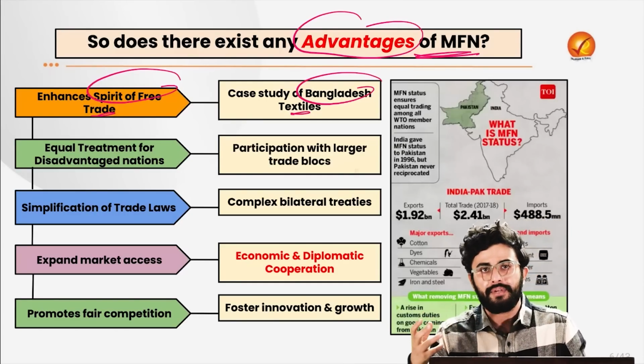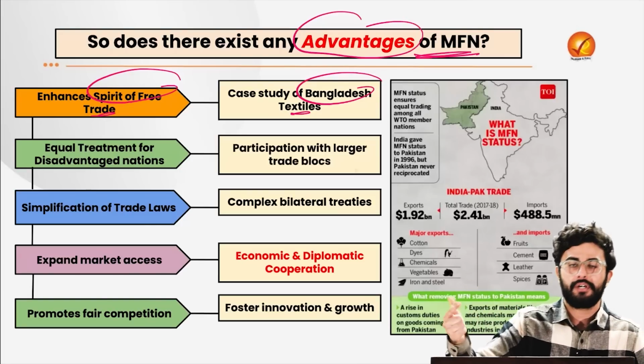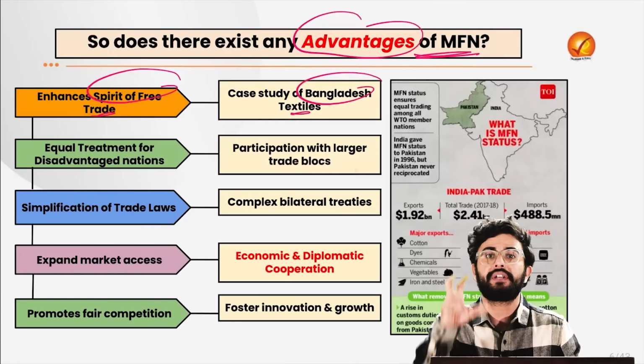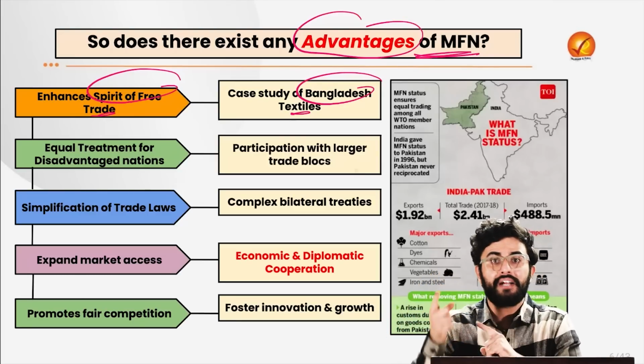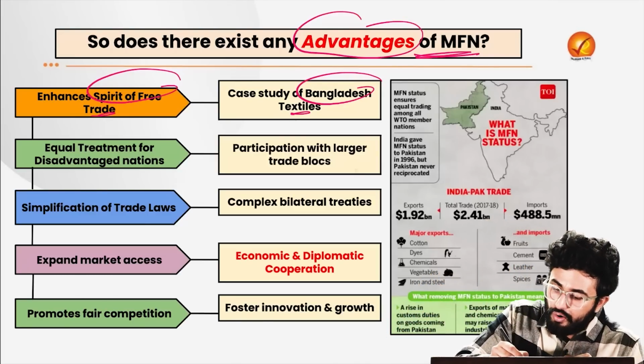So now what is happening is that Bangladesh, because of its cheap labor, is producing a lot of cheap textile products in comparison to our country. So because of that, what is happening? Let's say for example, there is a lot of trade taking place between US and Bangladesh.